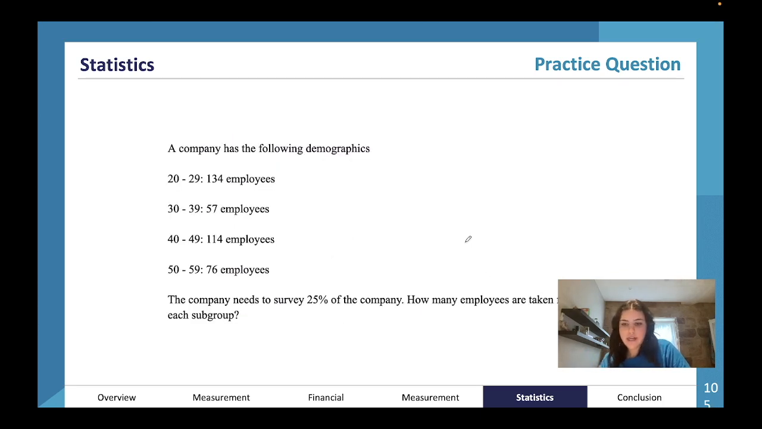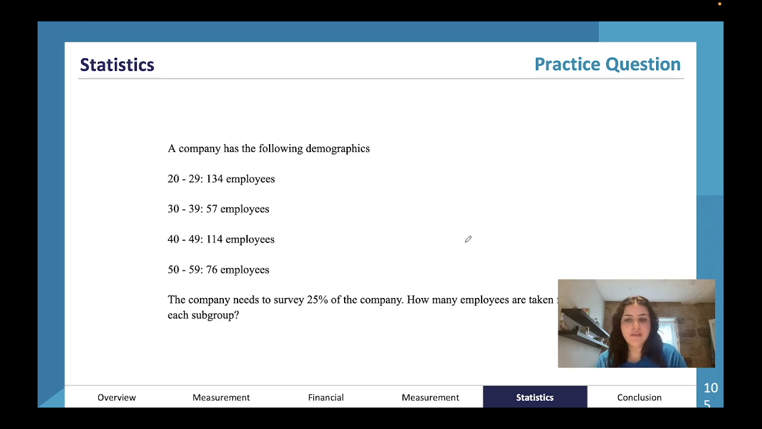Okay, have a look at another practice question. A company has the following demographics. 20 to 29, there's 134 employees. For people aged 30 to 39, there's 57. 40 to 49, there's 114. 50 to 59, there's 76. The company needs to survey 25% of the company. How many employees are taken from each subgroup?